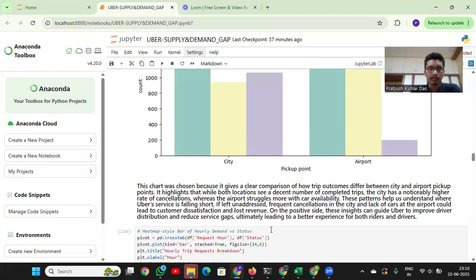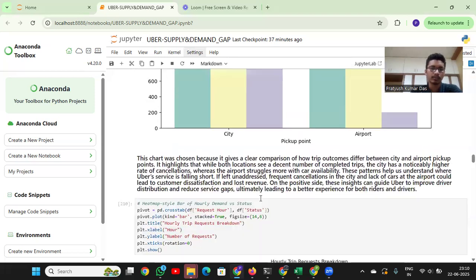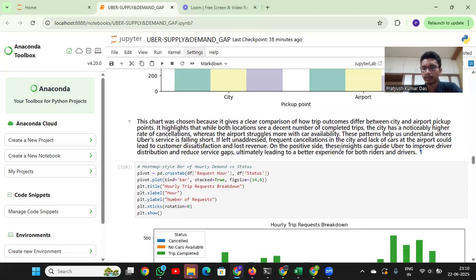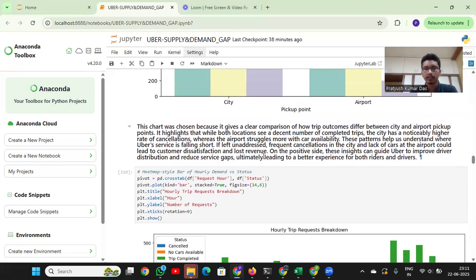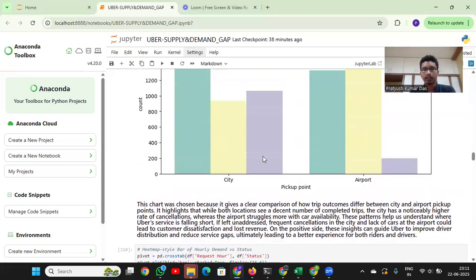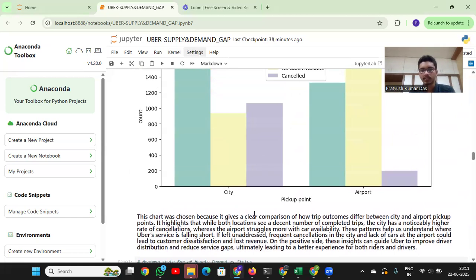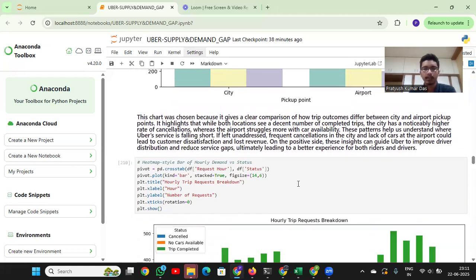So these patterns also help us to understand that the Uber services are also falling short. And if left unaddressed, these frequent cancellations in the city and the lack of cars at the airport could lead to customer dissatisfaction. Yeah, it's just a normal thing. On the positive side, these insights can guide Uber to improve the driver distribution and reduce the service gaps. So these are just our insights on what Uber can do so as to bridge this demand supply gap.